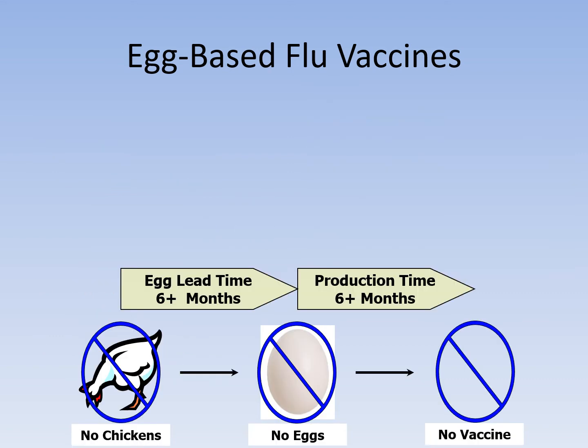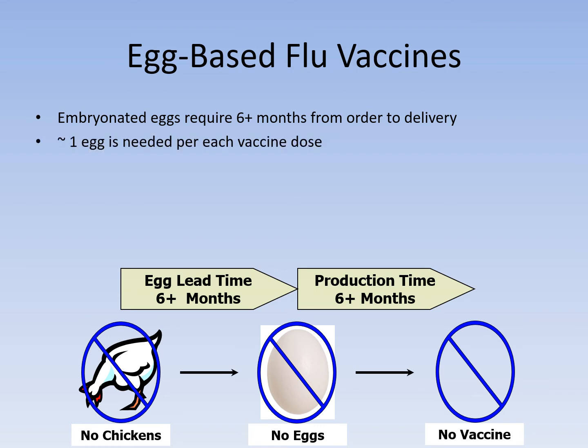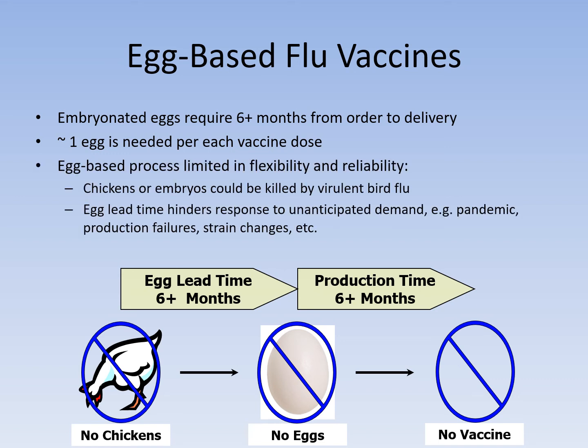It's an efficient system, but it has some shortcomings. I mean, you have to order the eggs 6+ months in advance. Again, you need one egg per vaccine dose. So if you want to vaccinate 200 million people, that's a lot of eggs that you need. It's approximately 200 million eggs.